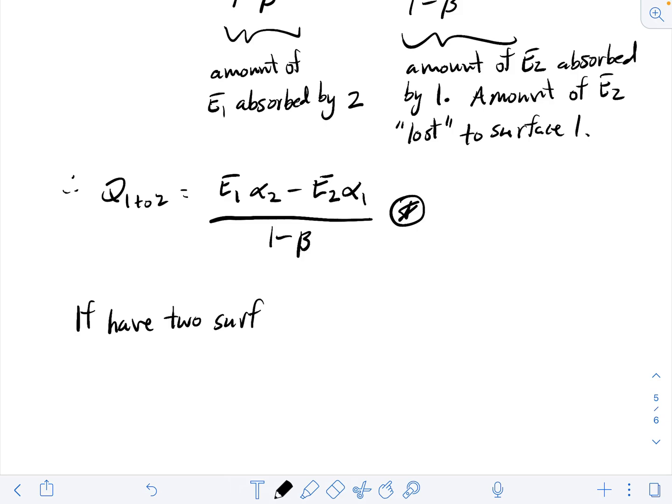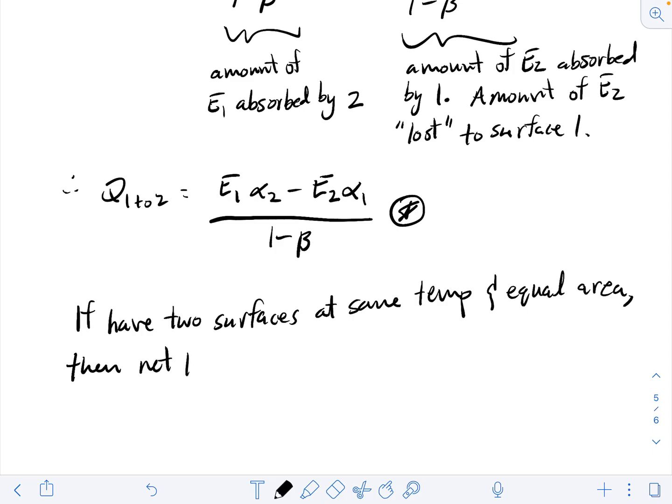So if we have two surfaces at the same temperature and equal area. So let's imagine two parallel surfaces, like capacitor plates or something. Both those surfaces are at the same temperature. In that case, we wouldn't expect any heat flow between the two surfaces at the same temperature.